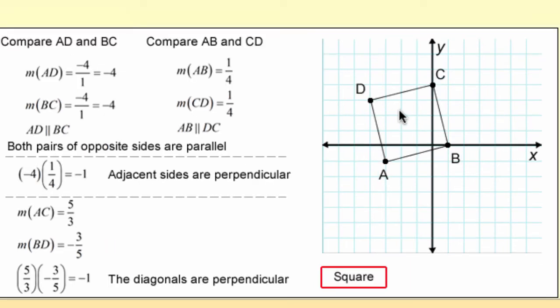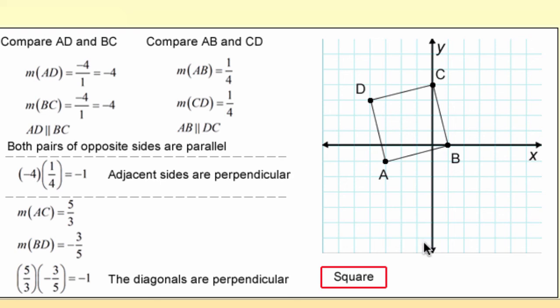Here's an example trying to find if you have a square or not. First of all, you verify it's a parallelogram. Both pairs of opposite sides are parallel because the slopes are the same, -4 and 1/4. And also you can say that the adjacent sides are perpendicular because -4 times 1/4 equals -1. That means that you have opposite reciprocals for the slopes. And then you can say the diagonals are perpendicular because the slopes are 5/3 and -3/5, and that multiplies to be -1. So basically, if you take two slopes and multiply them and you get -1, that means you have perpendicular.